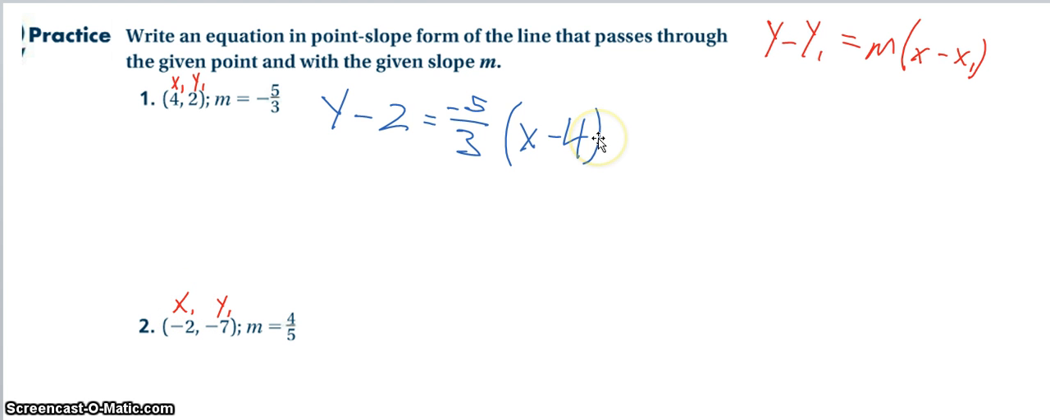For our first one here, we plug in that our slope is the negative 5/3, our y value is 2, and our x value is 4, so we can leave it just like this. If you have not done number 2 yet, pause the video and do that now.